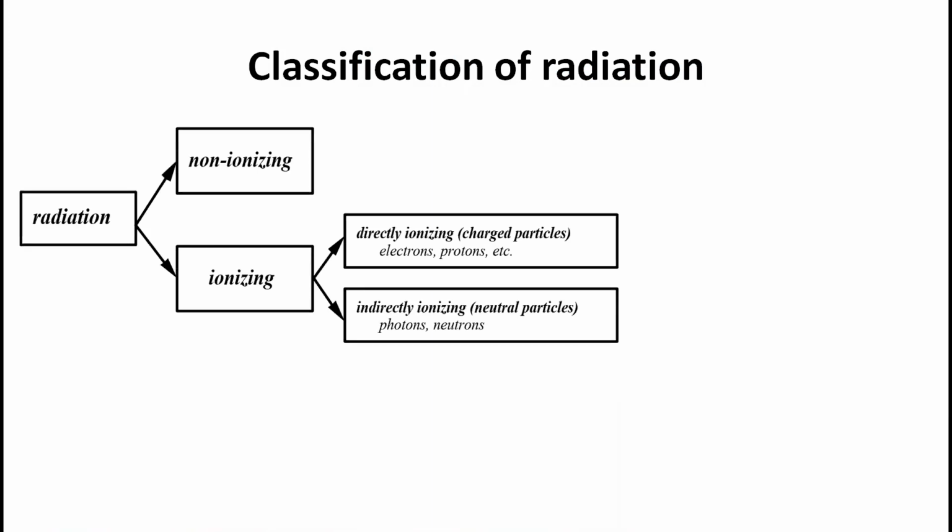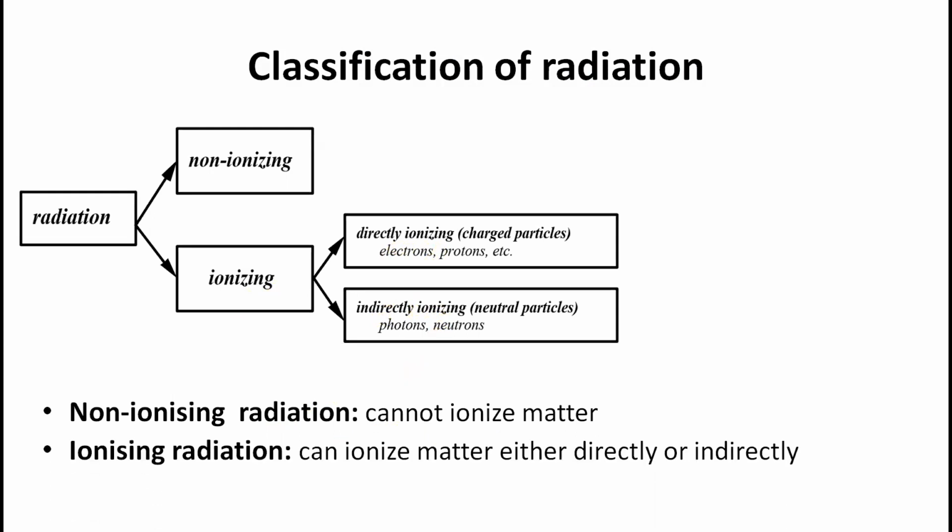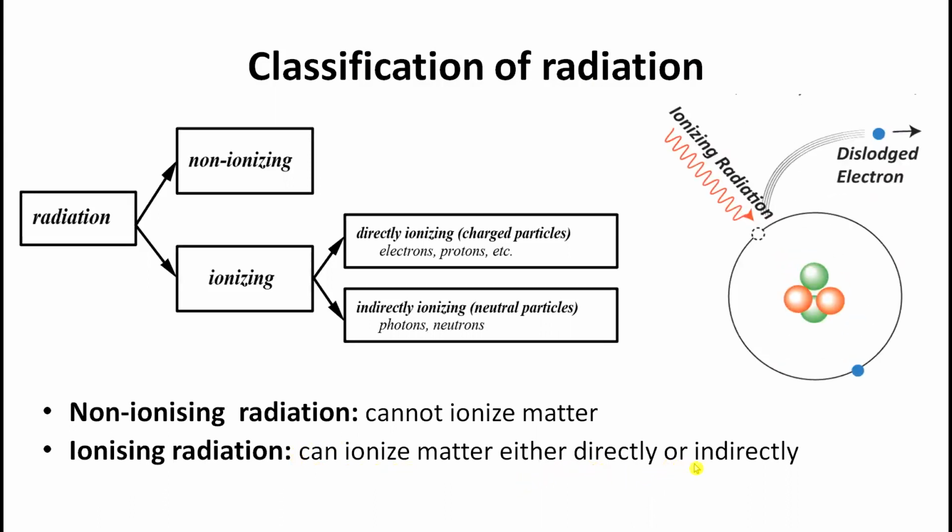Classification of radiation. Radiation can be broadly classified into two main categories, non-ionizing and ionizing radiation. Ionizing radiation can be again classified as directly ionizing and indirectly ionizing radiation. Non-ionizing radiation cannot ionize matter because it does not have sufficient energy to remove electrons from the atoms. On the other hand, ionizing radiation can ionize matter either directly or indirectly.